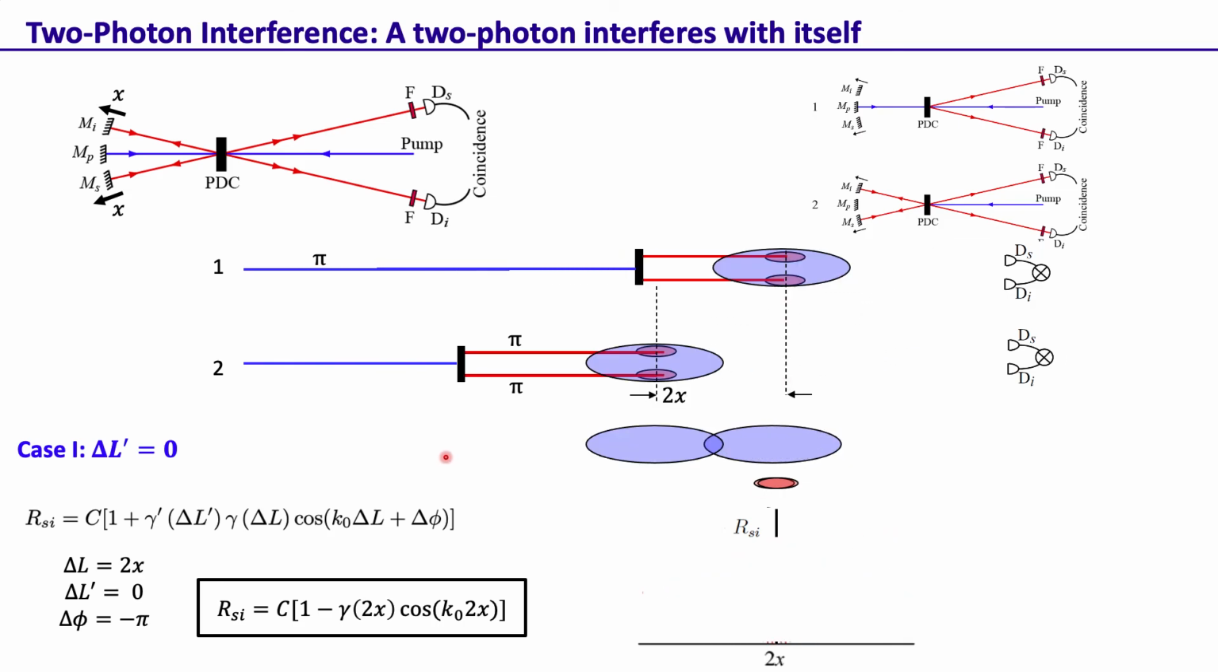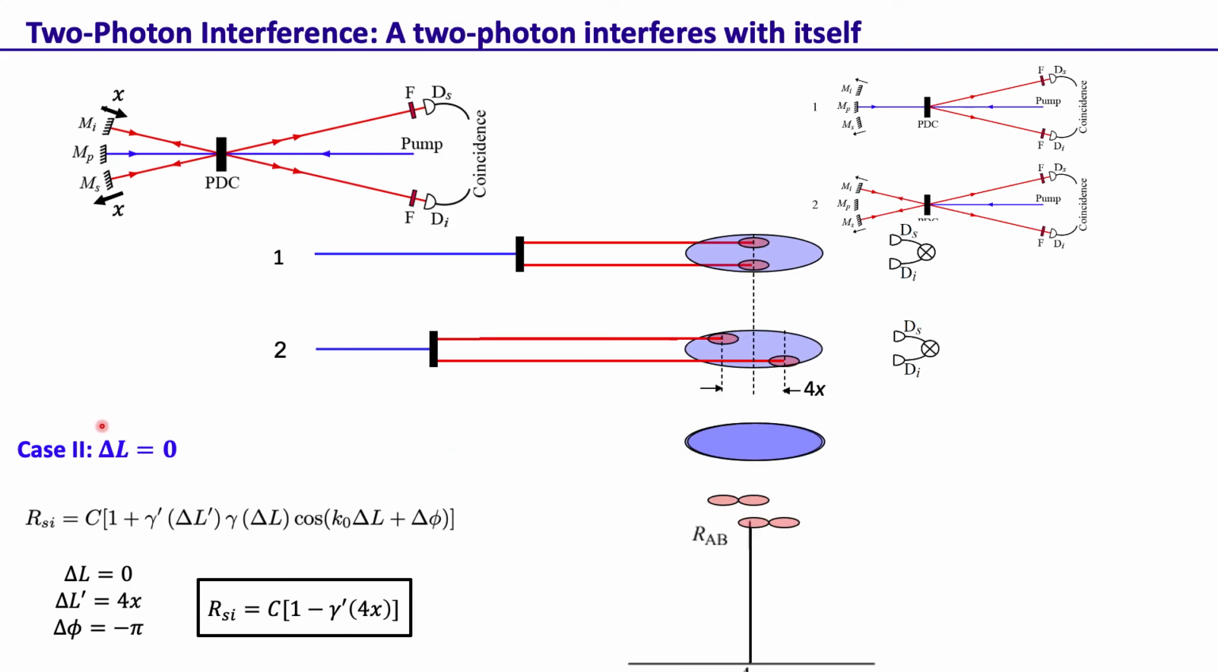Let's look at another experimental situation where we have delta L as 0, and this we can achieve by making sure that from the balanced position we move these two mirrors by the same amount but in opposite directions. Then we can show that delta L is 0 because the midpoints remain wherever they are. Delta L prime becomes 4x, delta phi remains minus pi, and then the coincidence count rate in this case is 1 minus gamma prime of 4x. So no interference in this case.